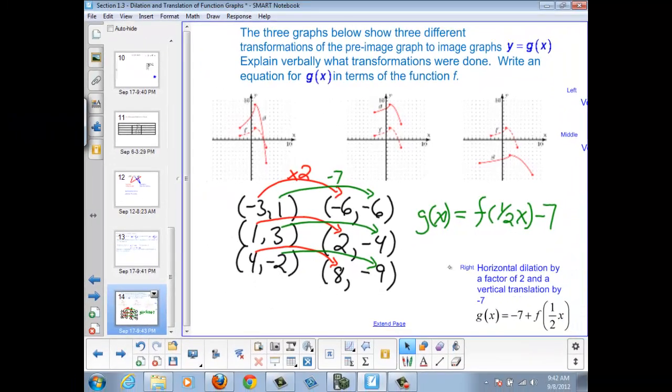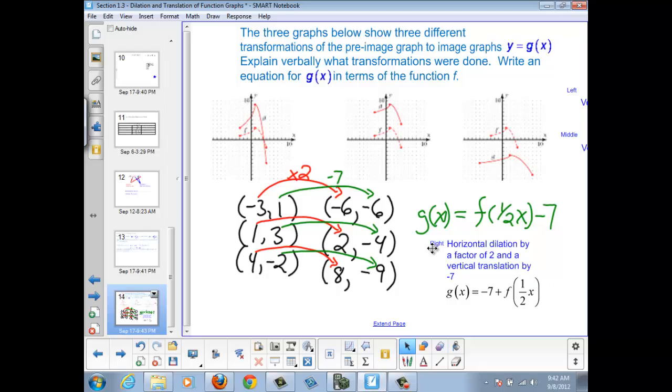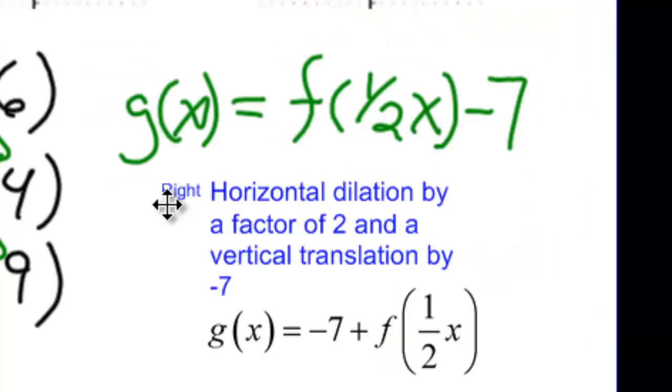Let's check that. We see a horizontal dilation by a factor of 2, we've got twice as wide. And a vertical translation by negative 7, it dropped 7 units. And you can see that our equation matches: g of x equals f of 1/2 x minus 7.